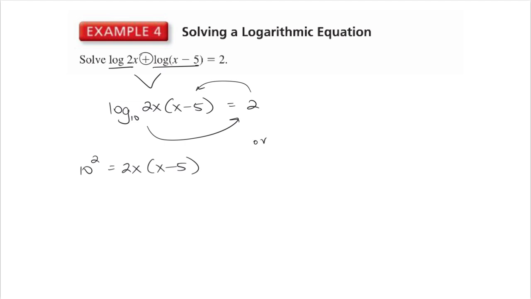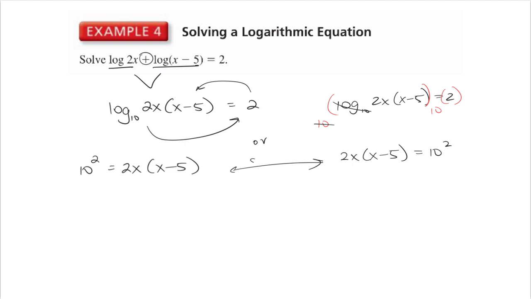Or what I could have done is the same thing as method two. Let me write it over here. I could have had, again, log base 10 of 2x times x minus 5 equals 2. And I could have done 10 to this power and 10 to this power. And when I did that, I would have gotten 2x times x minus 5 equals 10 squared. Notice they're the same. Whatever method you want to employ.